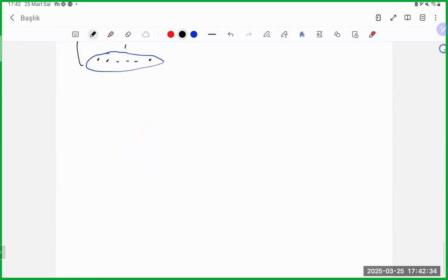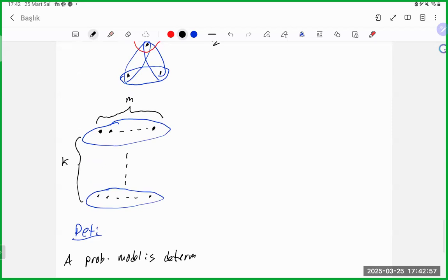So I can define, as an example of a probabilistic model, a deterministic model. So a probabilistic model is deterministic. Sorry, Çağdaş, in the example above, I just missed it. So this is one party, you said, right? Yes, one party. Okay, sorry.